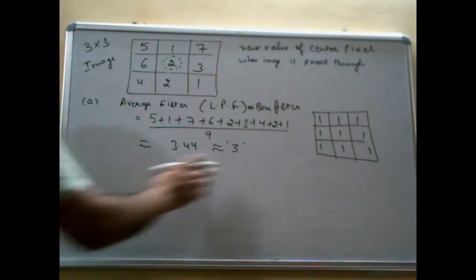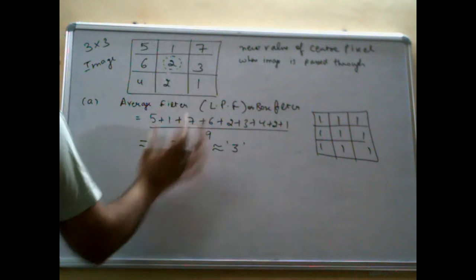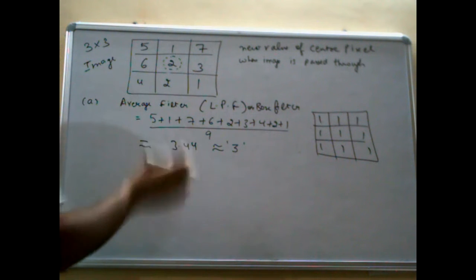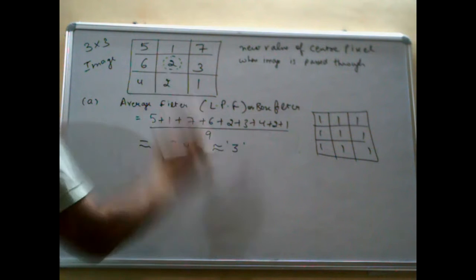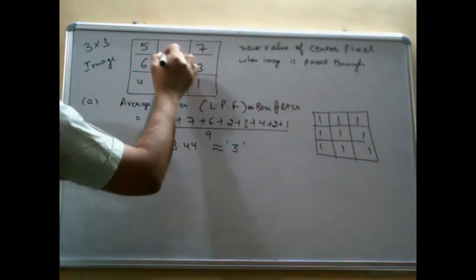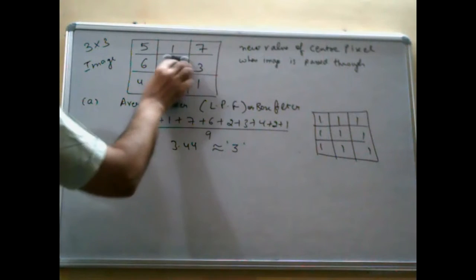Okay, then. So this input image was applied to this filter. What will be the result? In the result, this center pixel 2 will be replaced by 3. So if you would like to write the answer after this operation, this will be the answer. The center pixel, which was 2 initially, will be replaced by 3. Okay, simple operation.